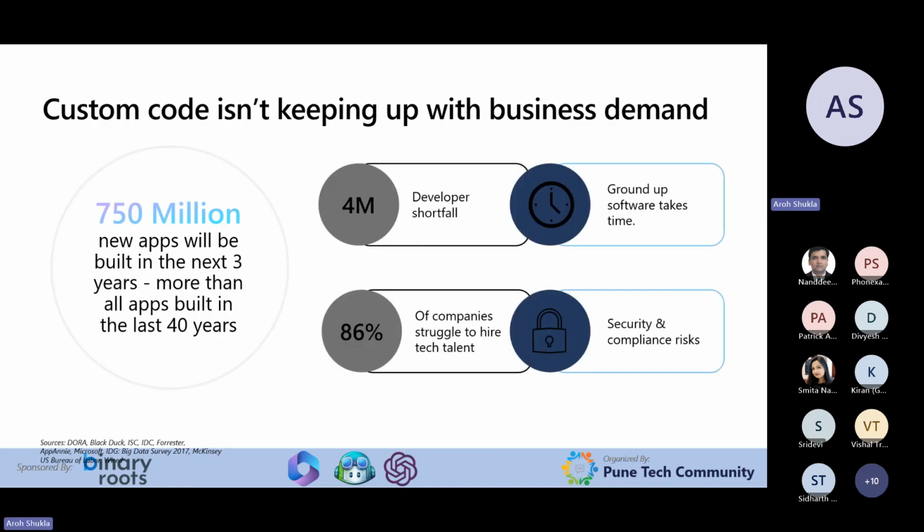Now, before that, again, it's theory. An important thing to note is that in the next 3 or 4 years, we will have around 750 million applications. And this is not from Microsoft, it's from McKinsey and other data sources. We were having around 750 million applications in the next 3 years, and obviously we will have a shortage of developers. How many? 4 million developers shortage.